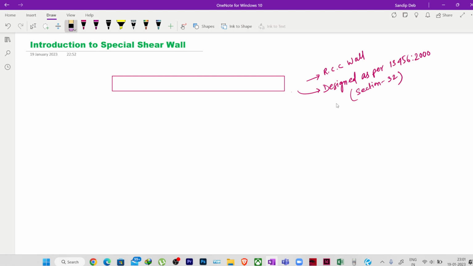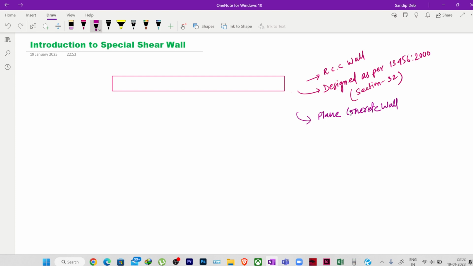So if the RCC wall in your building is designed as per section 32 of IS 456, then that wall we mainly call a plain concrete wall. So it is just a normal wall. It can be an infill wall also. So it is just a concrete wall, and it is designed for the moments and the vertical loads coming on it, okay, fine.